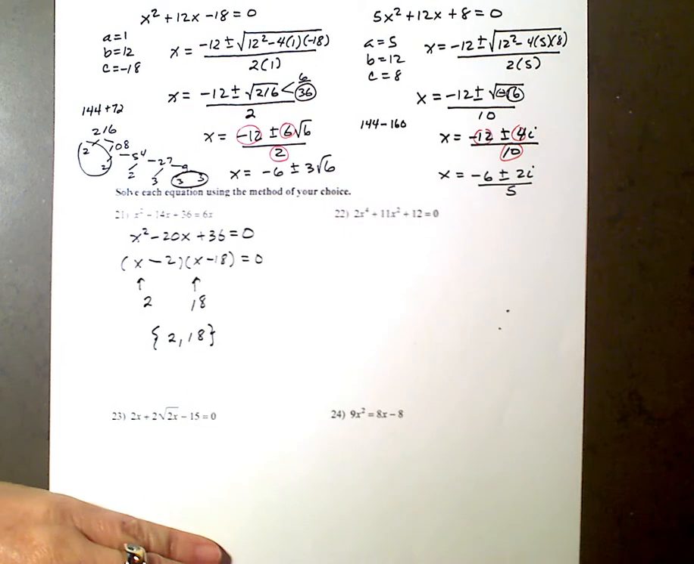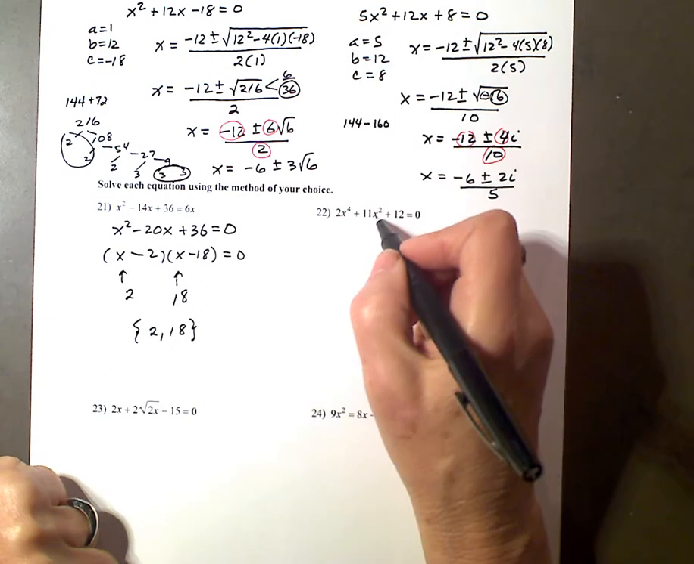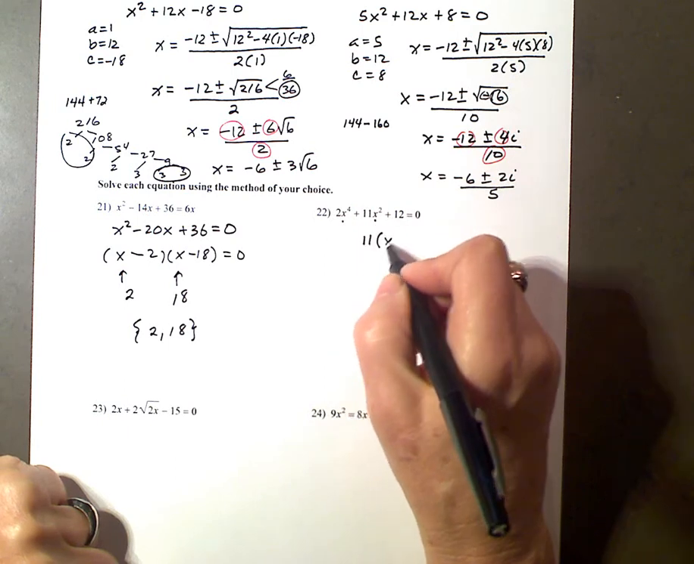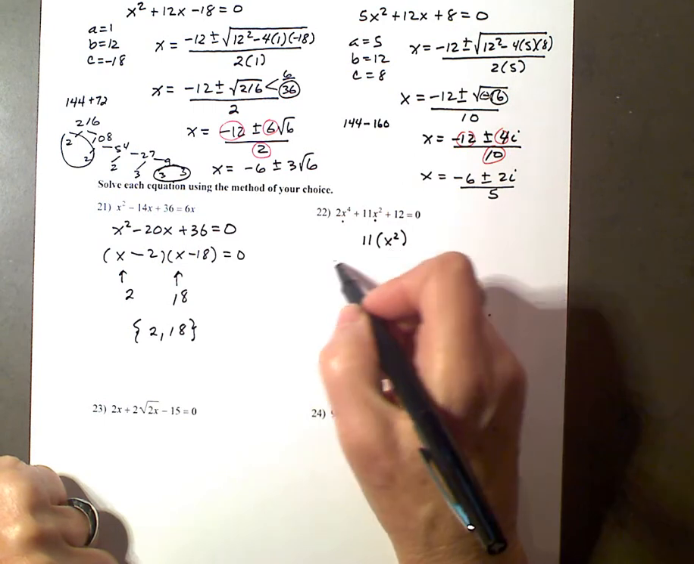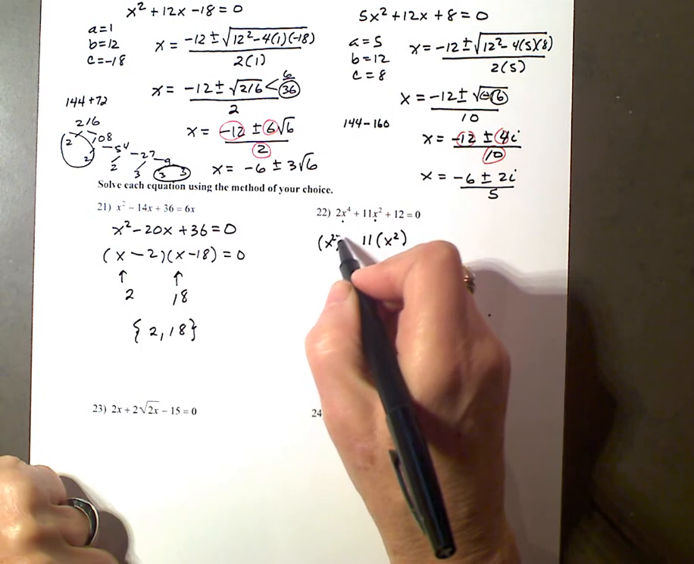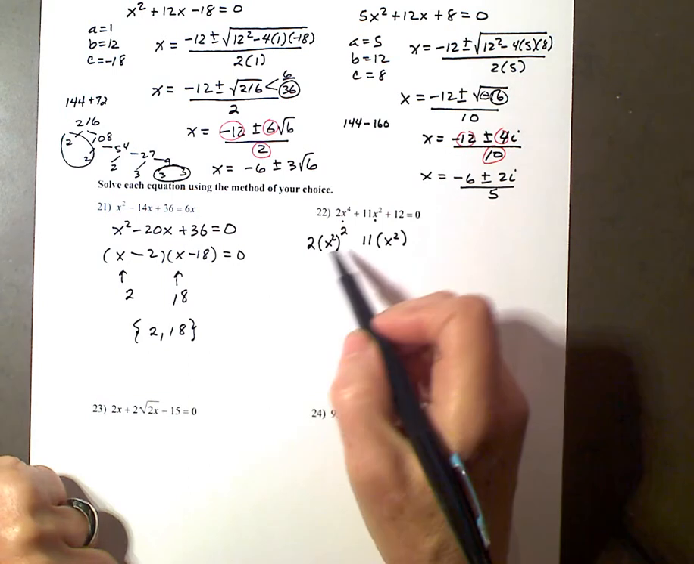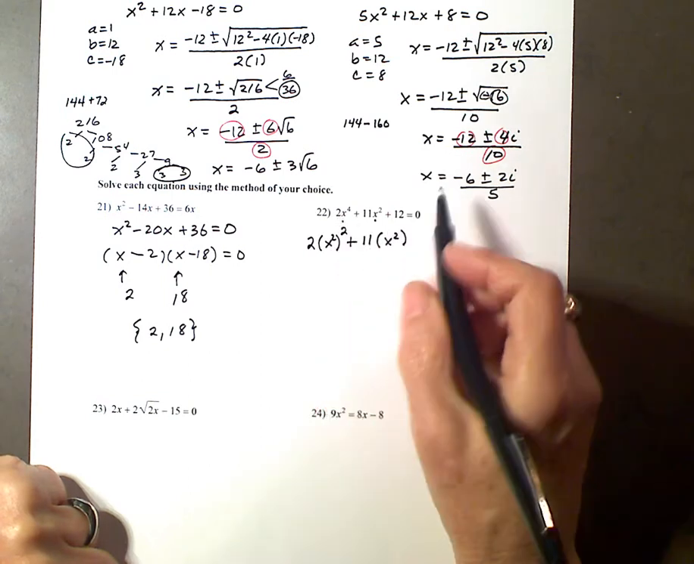Okay, number 22. Let's see, well, I've got an x squared here and an x to the 4th here. So if I rewrite this as 11x squared, I notice that I have that same expression, x squared, that's here as a squared term with a coefficient of 2. So this is 2x to the 4th, which is the first term, plus 11x squared plus 12 is equal to 0.